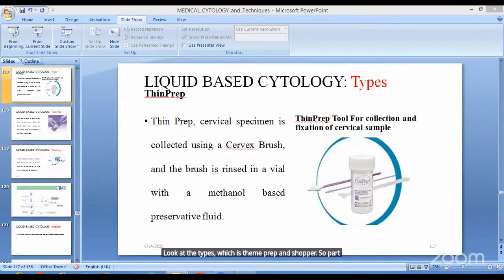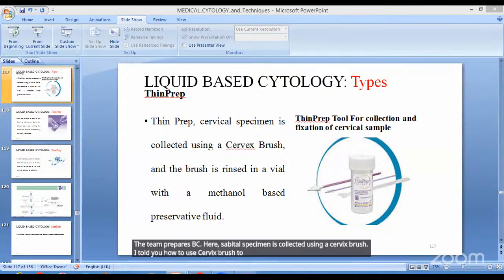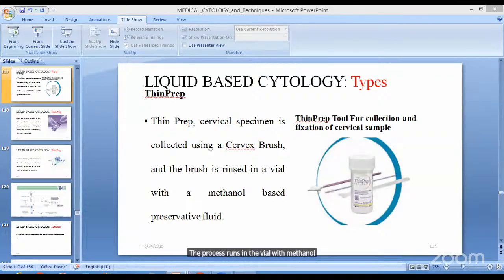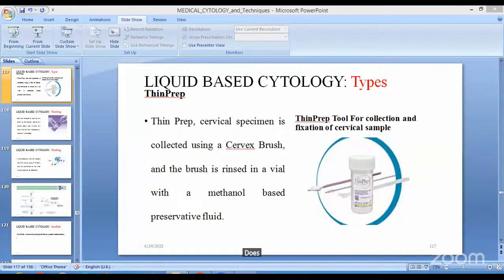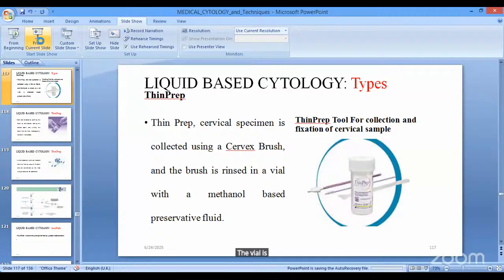The ThinPrep now. In ThinPrep LBC, the cervical specimen is collected using a cervix brush. I told you how to use the cervix brush to collect a cervical cytology sample earlier in this lecture. The brush is rinsed in a vial with methanol-based preservative fluid. That's what you see on the slide, the tool for your LBC, ThinPrep. The vial is supplied by commercial vendors. Well, you can devise a local one that can look like that.